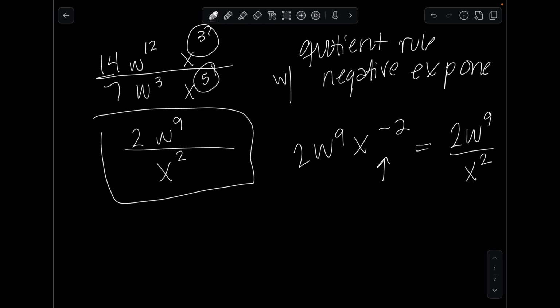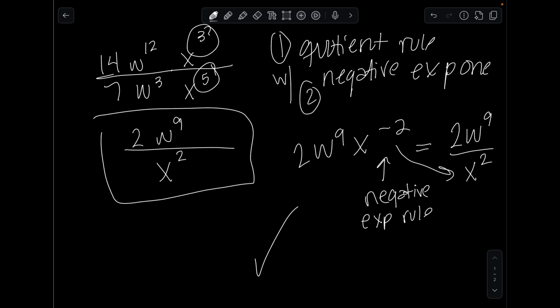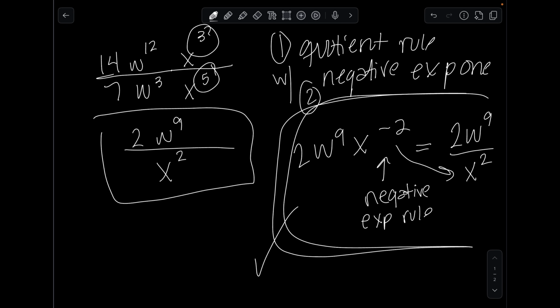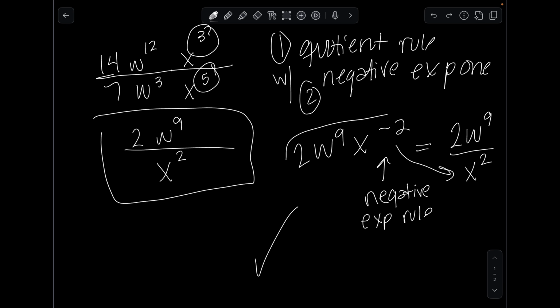This right here is the negative exponent rule, where it needs to go at the bottom. Okay? That's why there's 2 rules mixed together here. Get this in your notes. That this is cute. It's the correct answer, but it ain't simplified.